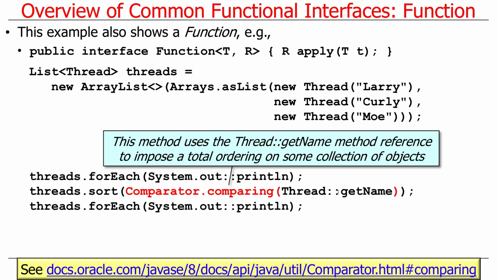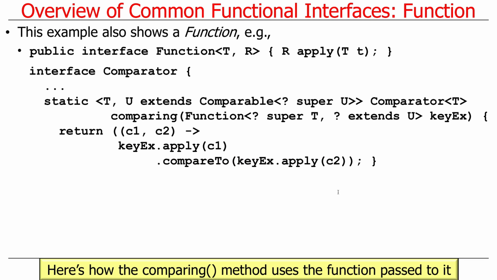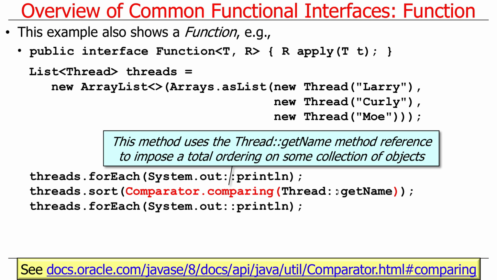So this method uses the Thread::getName method reference to impose a total ordering on some collection of objects, which in this case is going to be the list of threads. All right, so let's take a look at this, and this will help you see how this works. You can see here that we have the Comparator interface, which has a static method called comparing. That's what we're calling here.